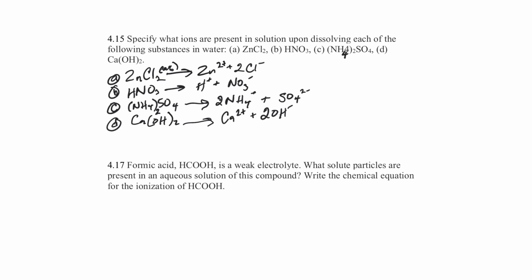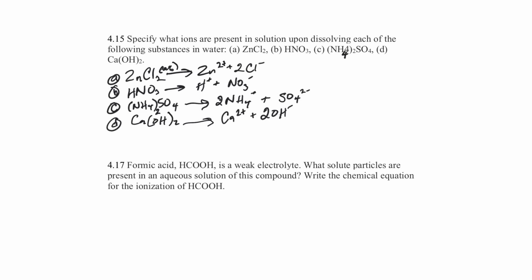So when you have something that is a strong electrolyte, it breaks apart completely, like this HNO3. That's a strong electrolyte. That's a strong acid. Or an ionic salt, like zinc chloride, or ammonium sulfate, or calcium hydroxide. These are strong electrolytes. The reason they call them electrolytes is they break apart into charges, and now electricity can flow through that water, almost like a wire. So if they are strong electrolytes, they completely break apart. You don't have leftovers.